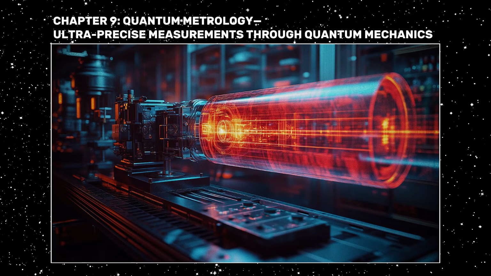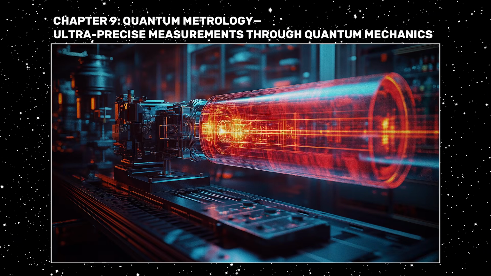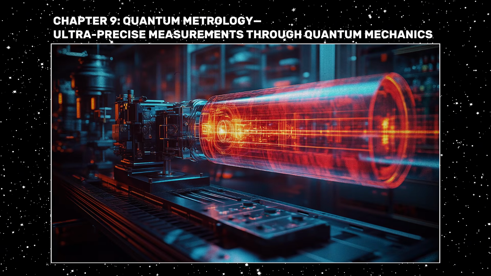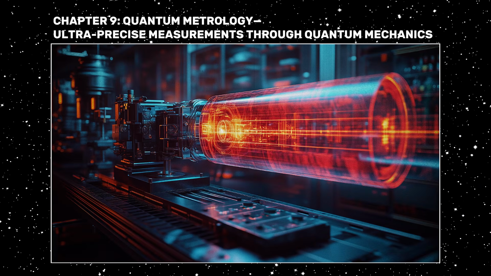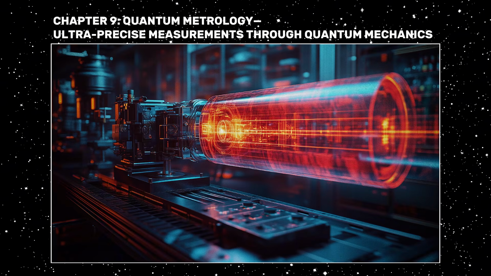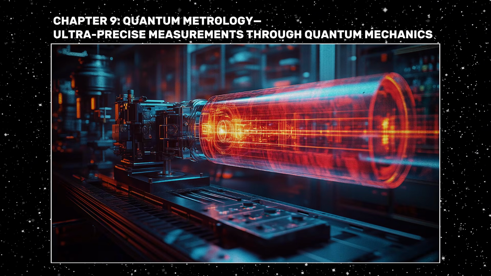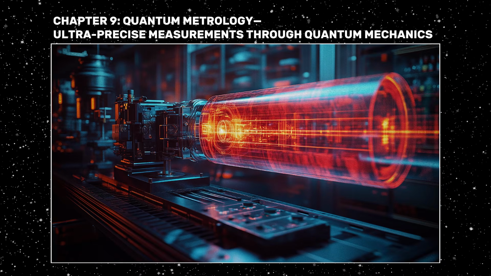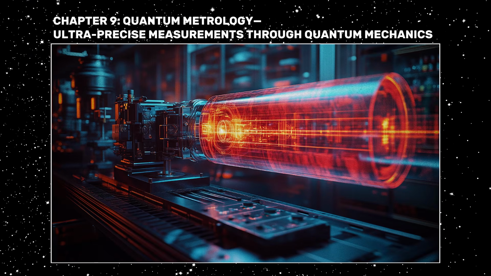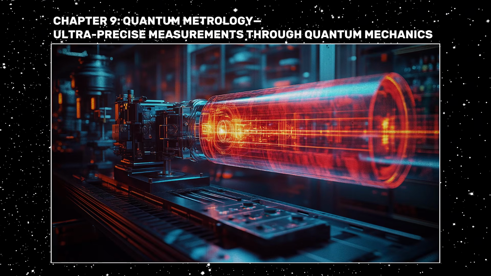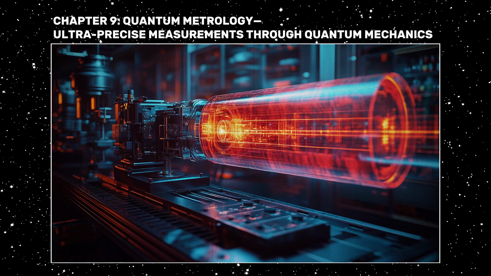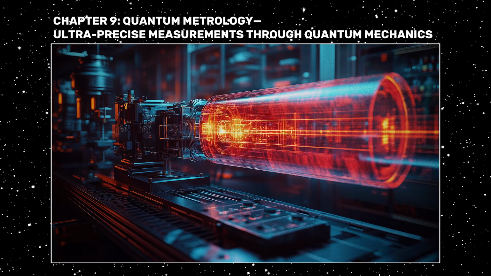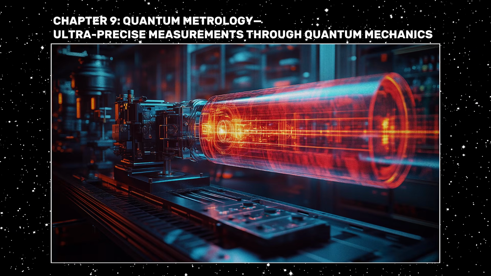Key to quantum metrology's success is the concept of entanglement-enhanced measurements, where entangled states of many particles yield precision scaling beyond classical limits. In a classical ensemble, measurement uncertainty decreases with the square root of particle number. In contrast, entangled probes can, in principle, reduce uncertainty inversely proportional to particle number, approaching the Heisenberg limit.